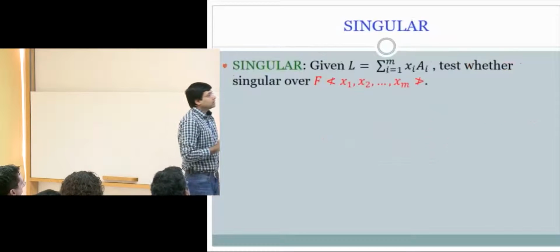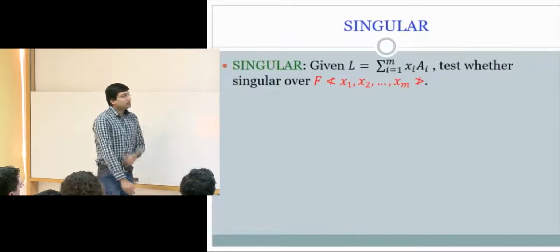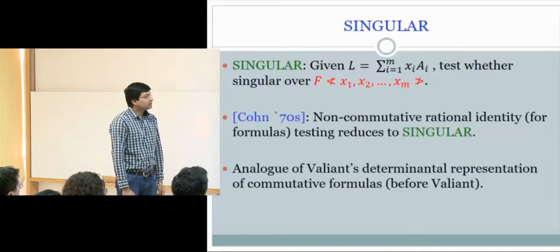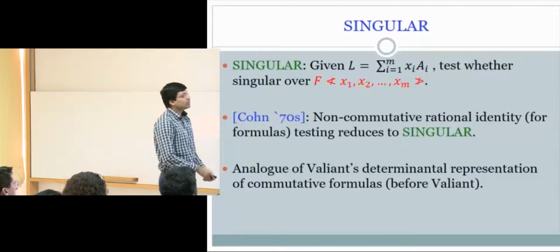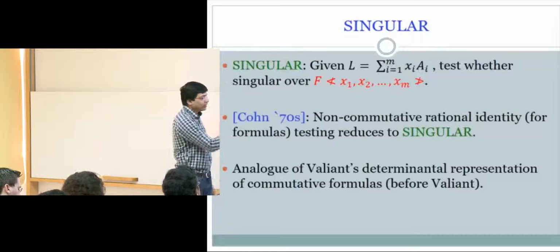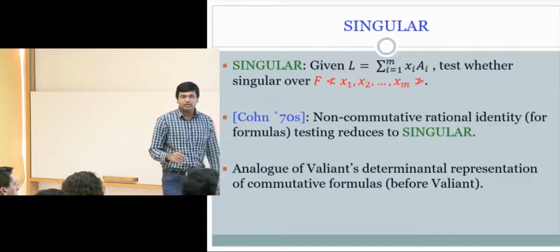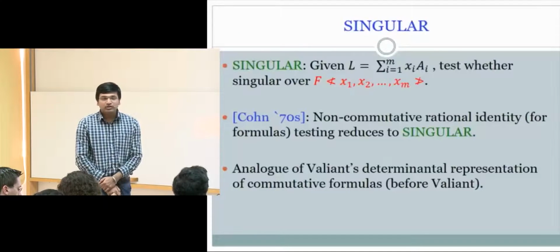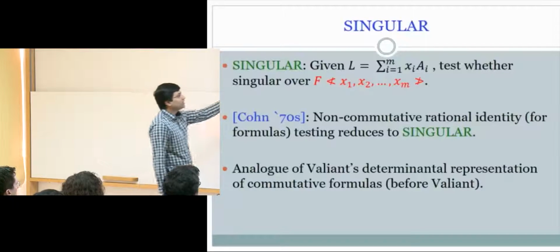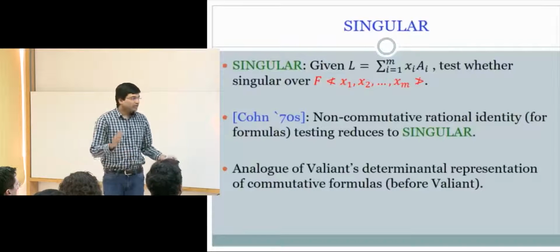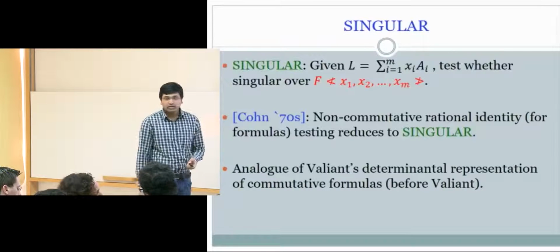So the singular problem is: given this matrix L, test whether it's singular or not. And Cohn proved in the 70s that non-commutative rational identity testing for formula representations reduces to this problem, singular. This is the analog of the determinantal representation of commutative formulas by Valiant. Maybe because the inverse of L can represent any rational function. Yes, the proof is that the inverse of L can represent any rational function.